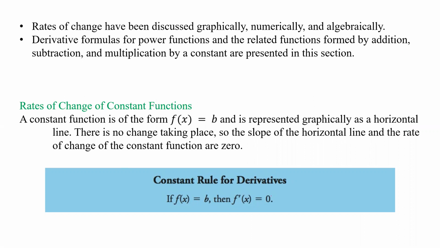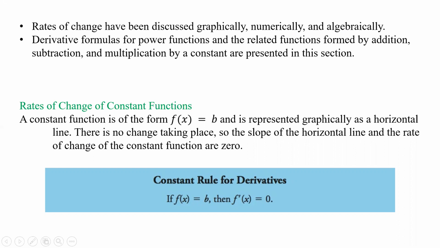And after that, we'll be able to use those formulas to actually do our derivatives instead of doing it graphically, numerically, or algebraically. So the first one we're going to look at is rates of change of constant functions. So what is a constant function? It's just a function with f of x equals some number or some constant, okay? And it's represented graphically as a horizontal line.